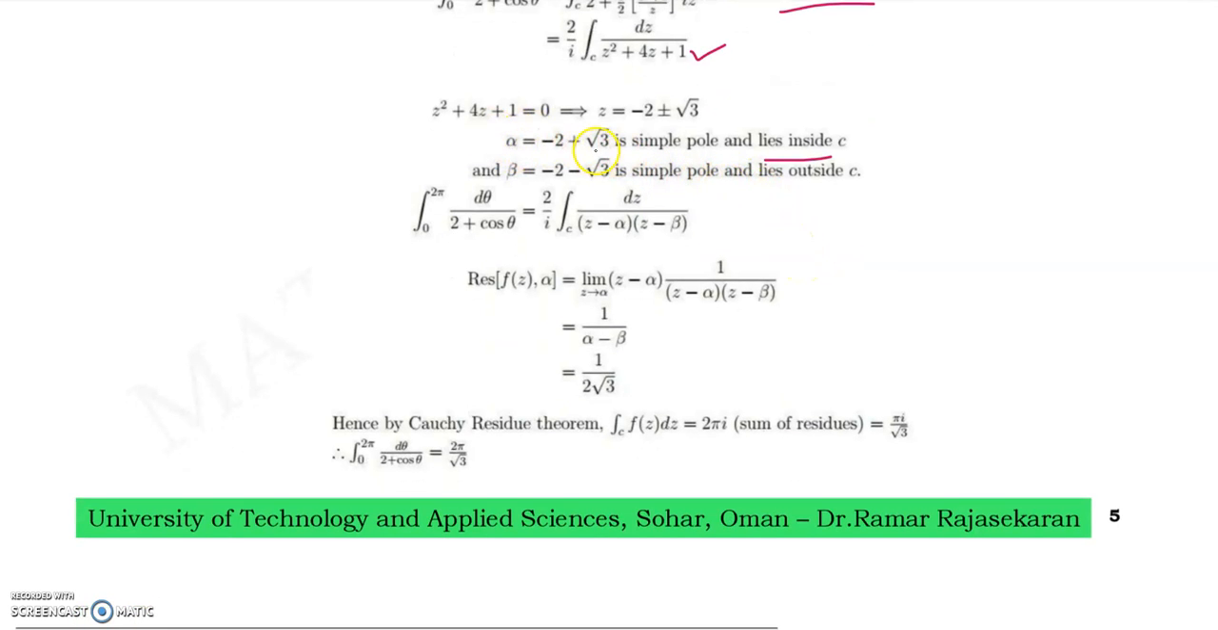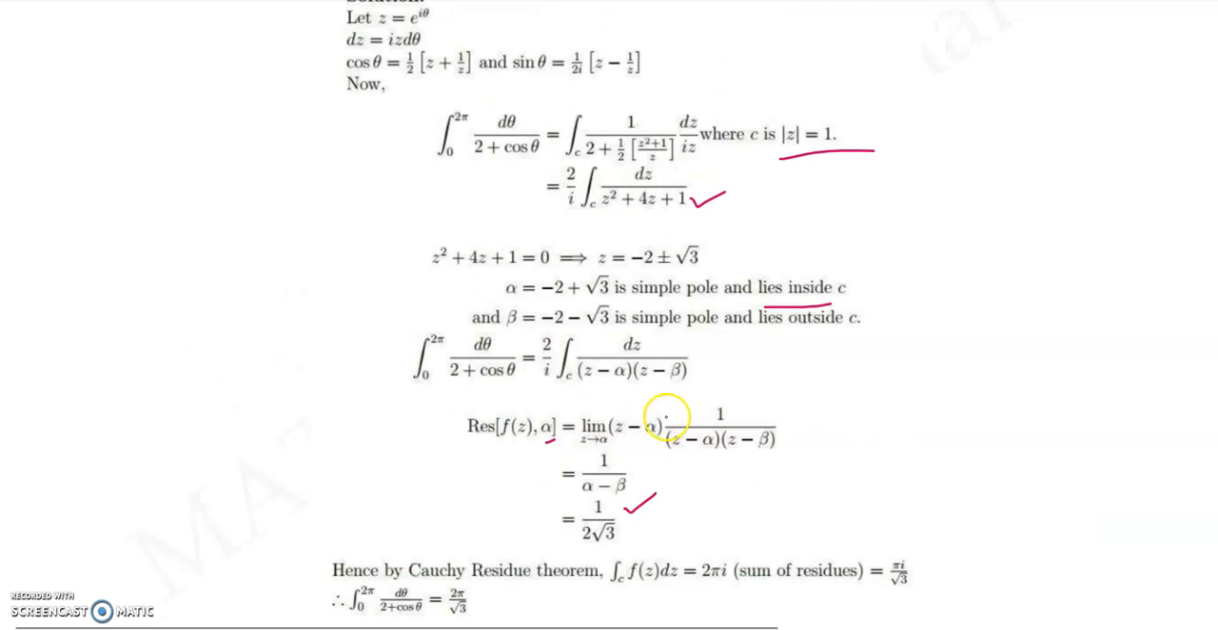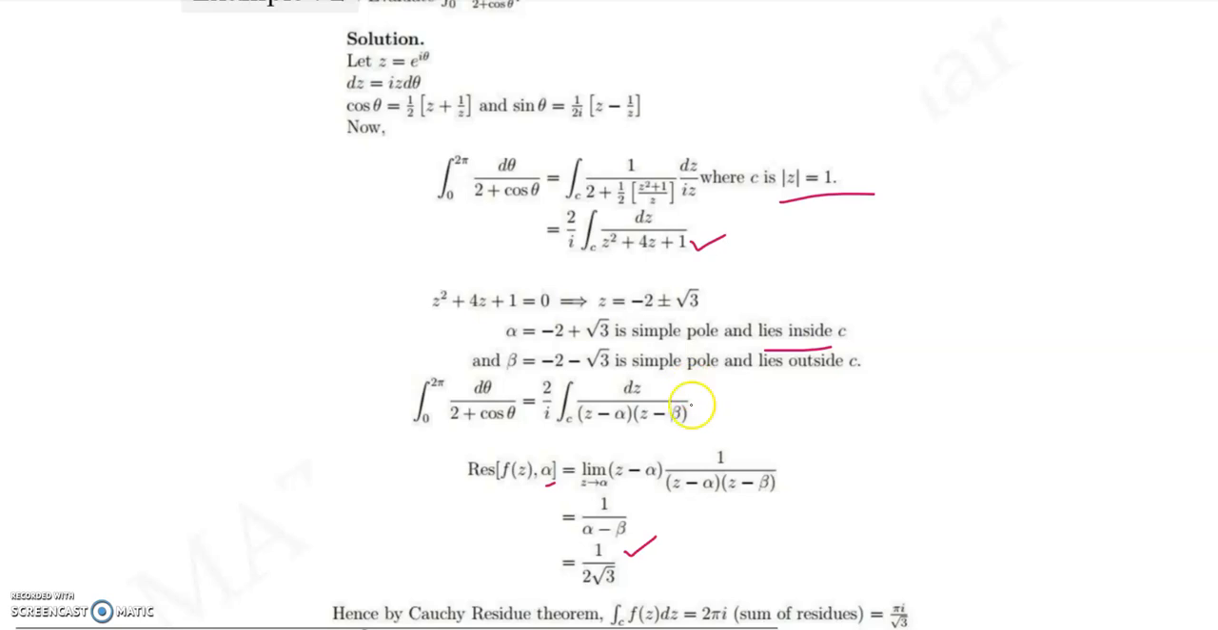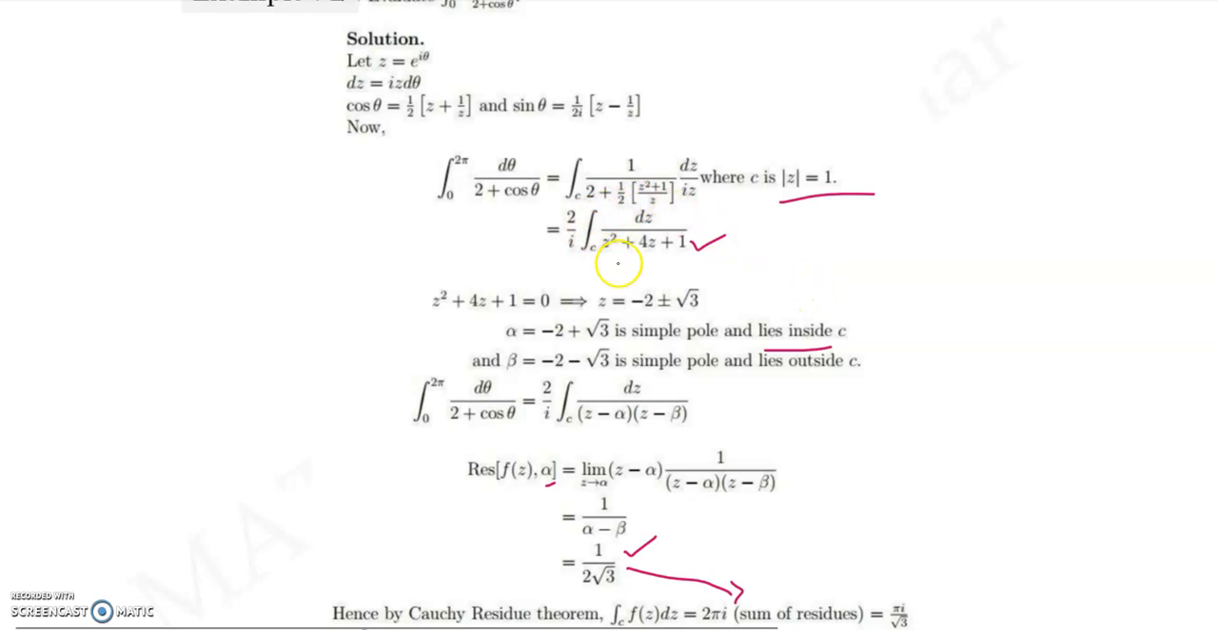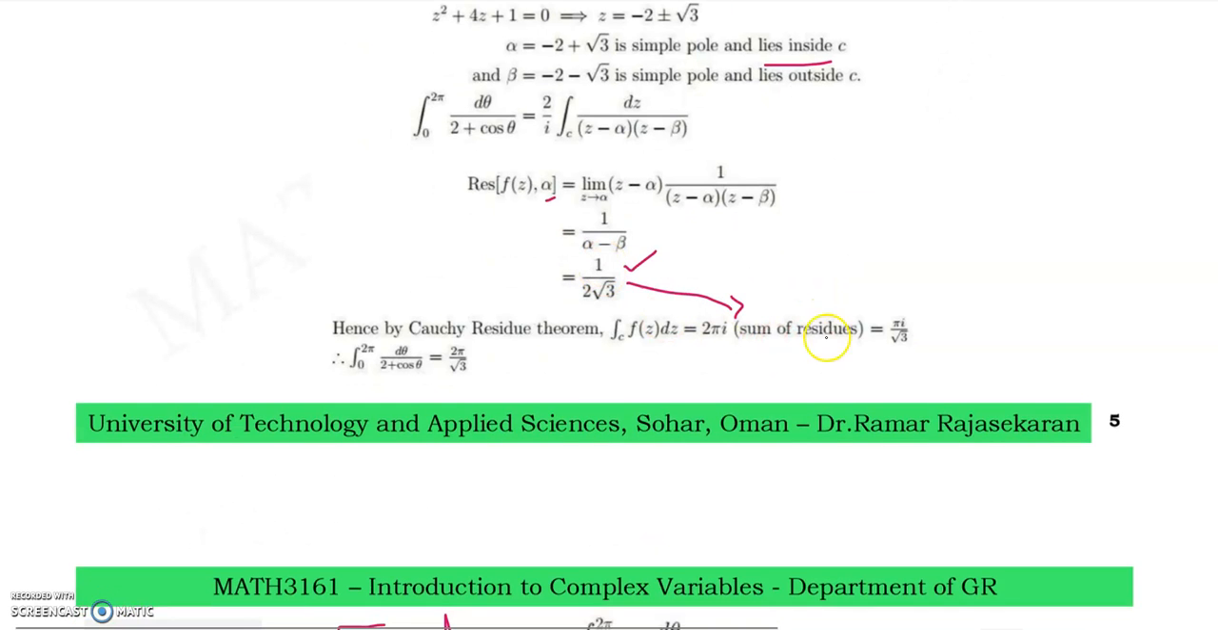So alpha is inside. We find the residue of the function f of z at alpha, and the value is 1 over 2 root 3. Now by Cauchy's residue theorem, the value is 2 pi i multiplied by the sum of the residues, that is 2 pi i multiplied by this, so the integration is pi i over root 3. You multiply by 2 pi i here, the pi cancels, and the answer is 2 pi over root 3.